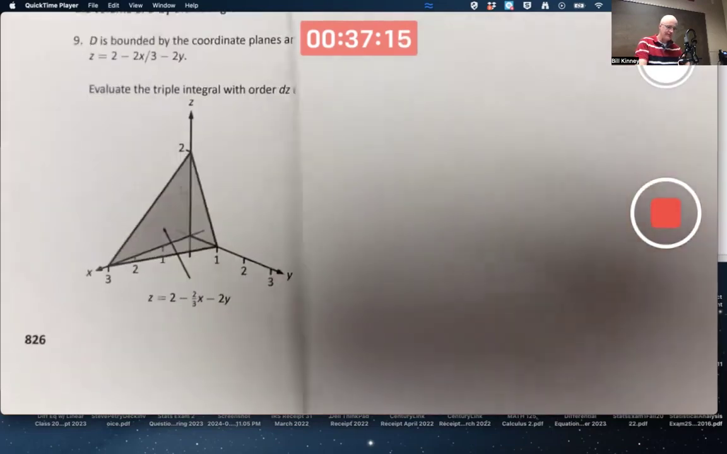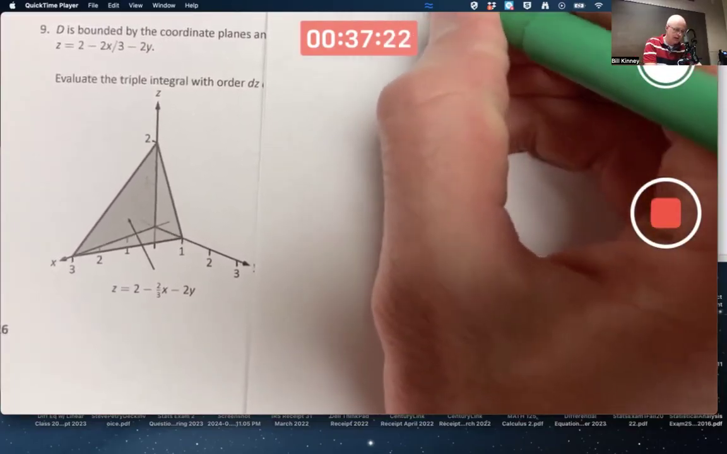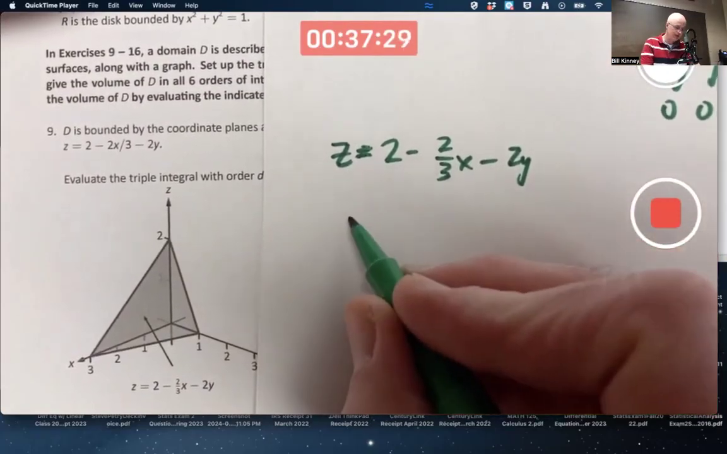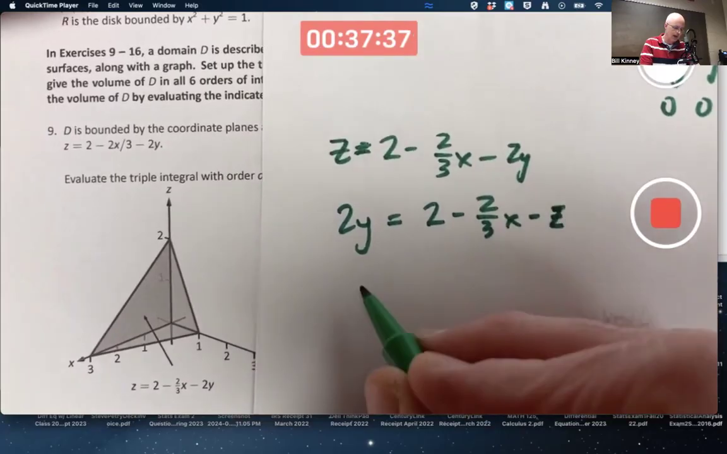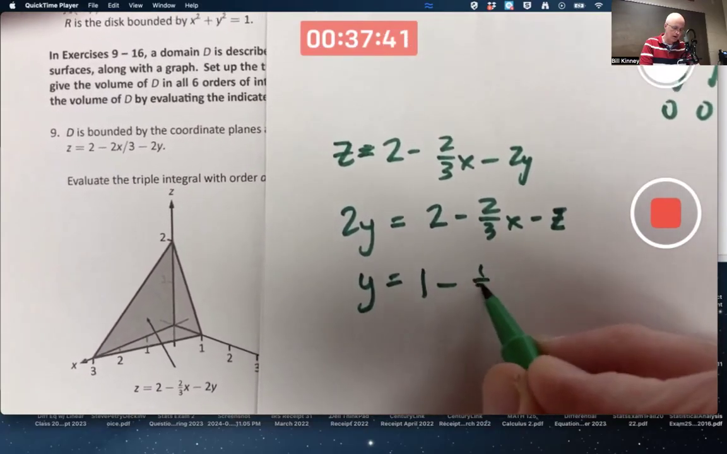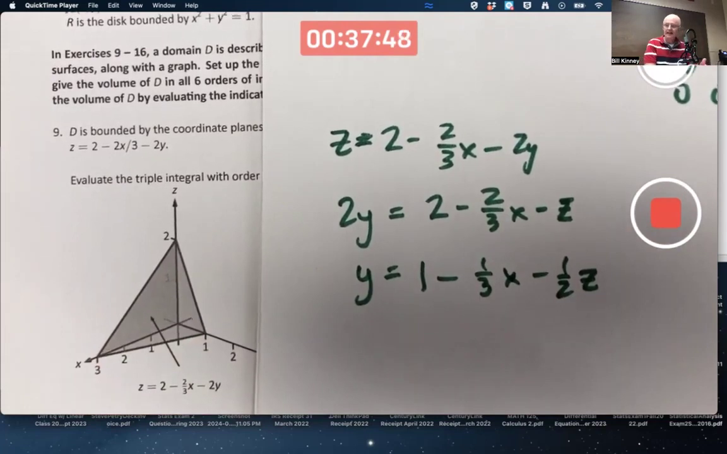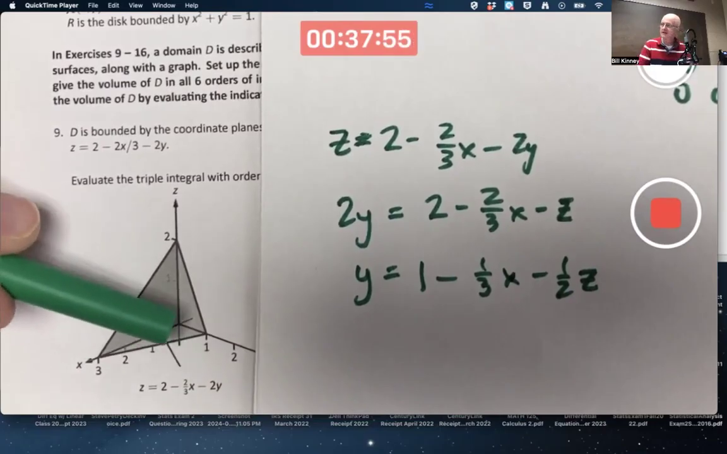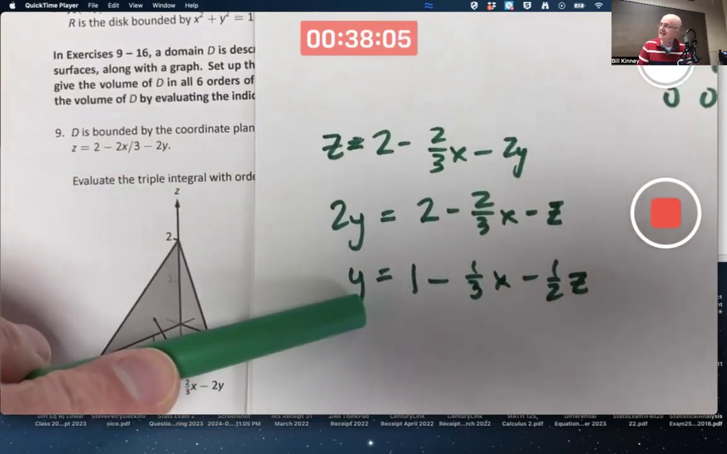So if I solve that equation for y as a function of x and z, the equation is z equals 2 minus 2/3 x minus 2y. Solve for y. I'll add 2y to both sides and subtract z from both sides, and then divide both sides by 2. This same plane right there, the face of this object that is closest to you, has alternative function representations as a function of x and y, or now as a function of x and z.